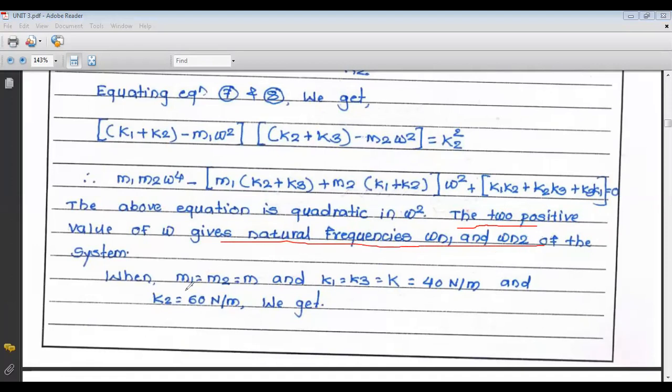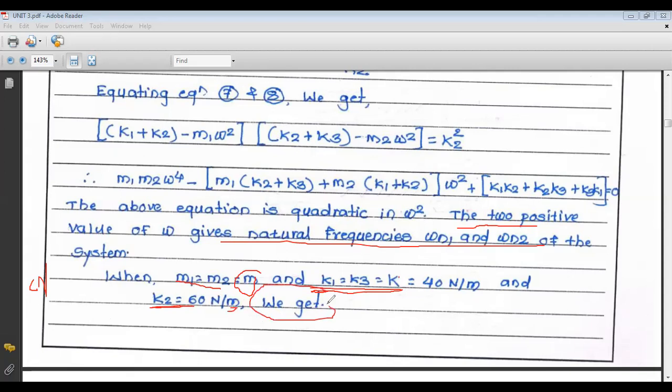So now what is our case? In the problem it is given that m1 is equal to m2 is equal to m. Both masses are the same. And again in the problem it is given that the value of k1 and k3 is k, which is 40 Newton per meter. K1 and K3 have a value of 40 Newton per meter, and the value of K2 is given as 60 Newton per meter.